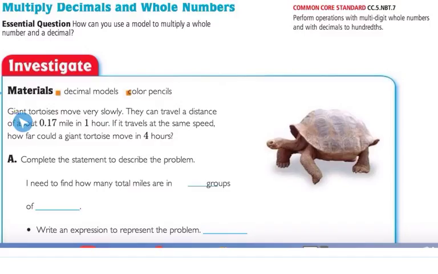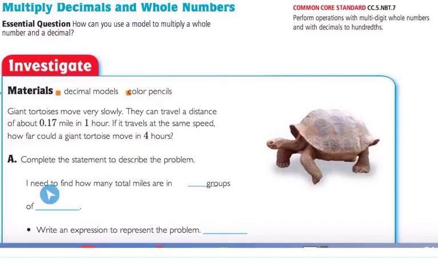So we're going to start with our giant tortoise. The giant tortoise moves very slowly. They can travel a distance of about 1/1700th mile in 1 hour. If it travels at the same speed, how far could a giant tortoise move in 4 hours? So we're going to start with part A, boys and girls. It says complete the statement to describe the problem.